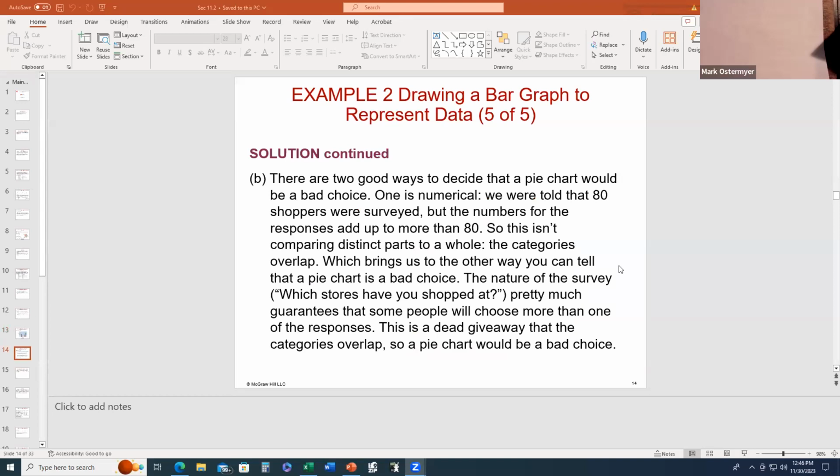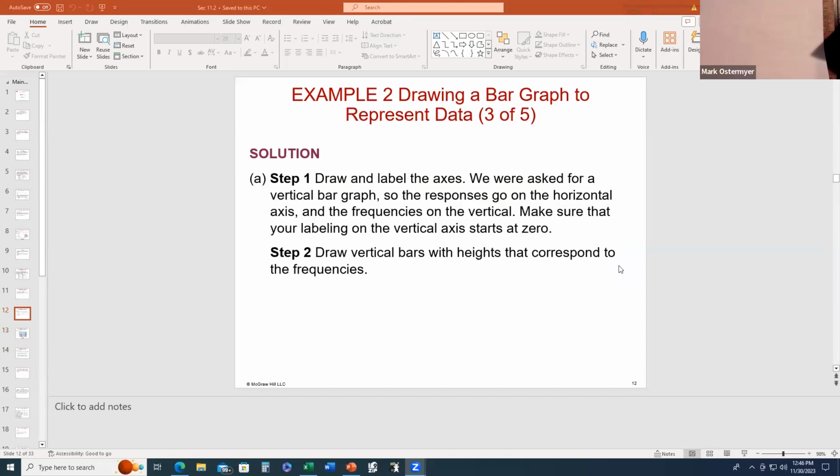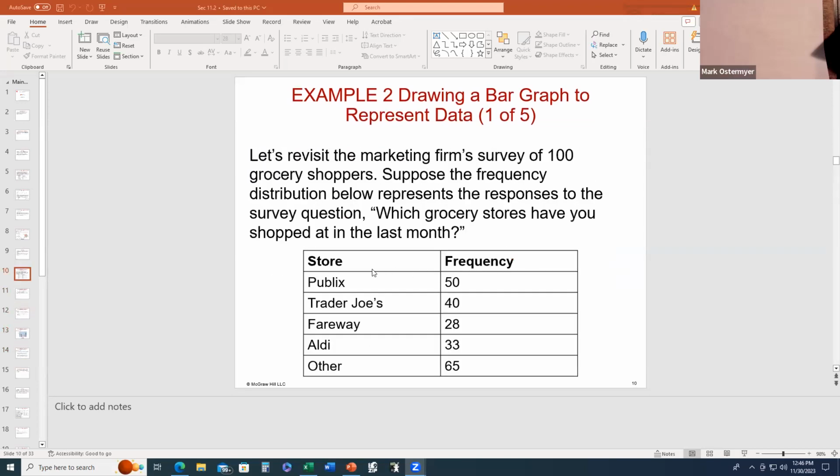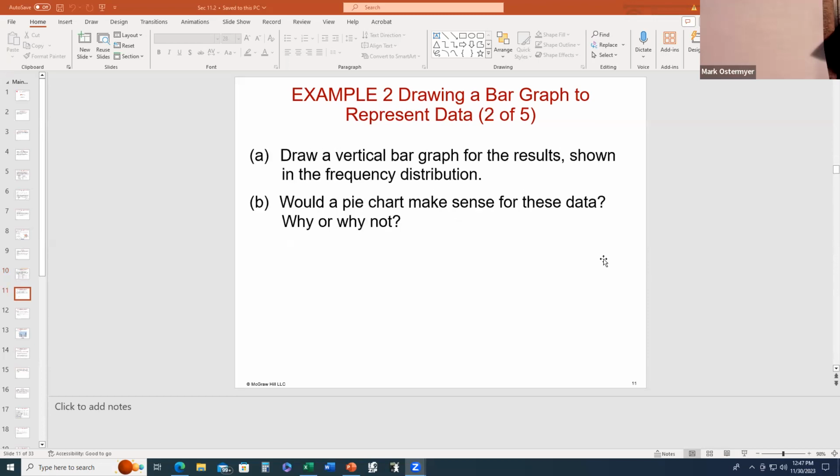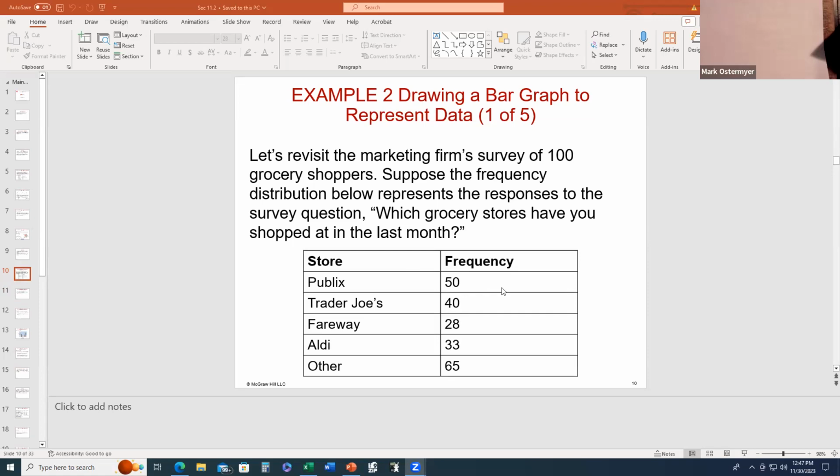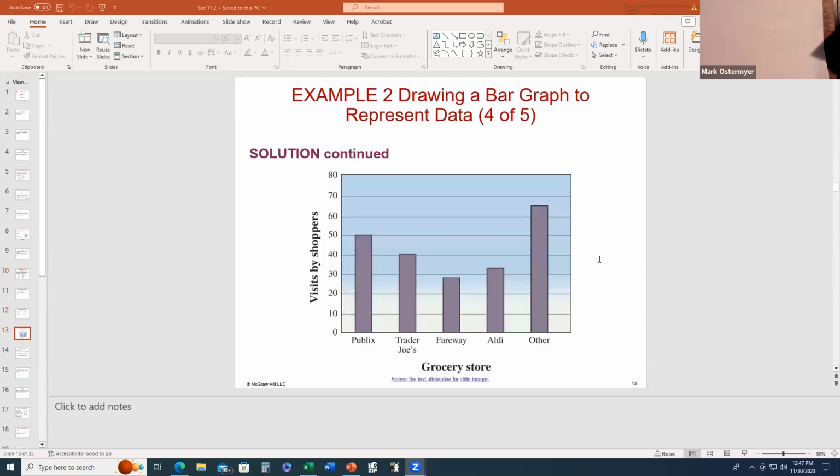Okay. All right. So like I said, if you have more respondents for your categories than you have in your data set, in other words, if a respondent can choose more than one category, you should not be using a circle graph to represent the data. You should be using a bar graph. Okay. And this is a classic example where a circle graph would not work. All right.